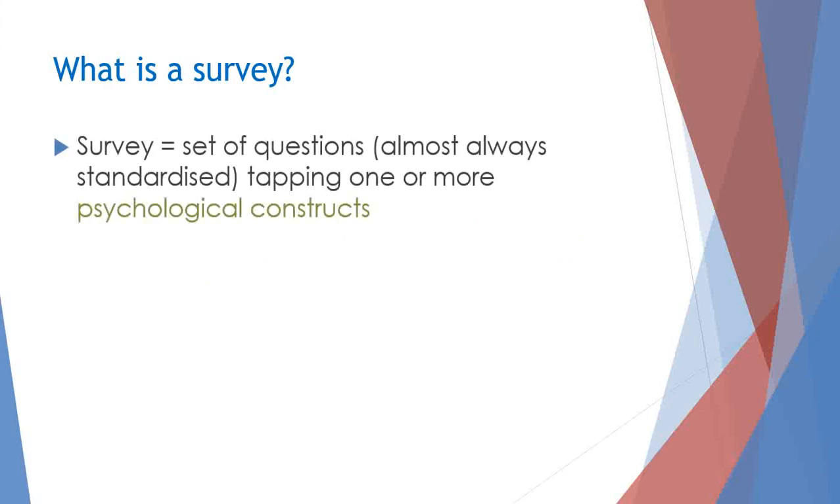What is a survey? A survey is a set of questions, almost always standardized, tapping one or more psychological constructs. I say almost always standardised because it's very important that each participant gets the same items, the same instructions and the same wordings. Unless you're doing some sort of randomised control where you offer a different set of instructions to different participants, they always need to be standardised.